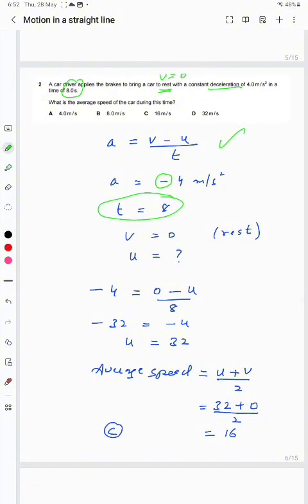And what is the average speed of the car? Average speed is actually u plus v over 2. So you need initial velocity, initial speed in this case. Then you can find average speed. So using this formula, I'm finding the initial speed. Plug all the values, simplify, you get u equals 32. Then you come to the formula for average speed, u plus v over 2, plug all the values. You will get 16, which is option C.